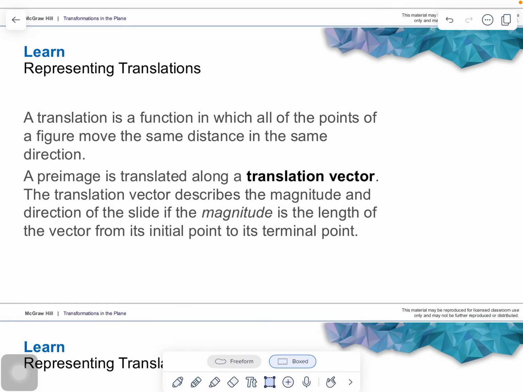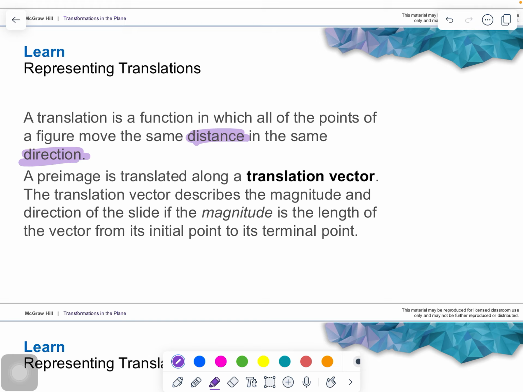All right, so we are still here with transformations, and now we're learning about translations. A translation is a function in which all of the points of a figure move the same distance in the same direction. So we would say that a preimage is translated along a translation vector.